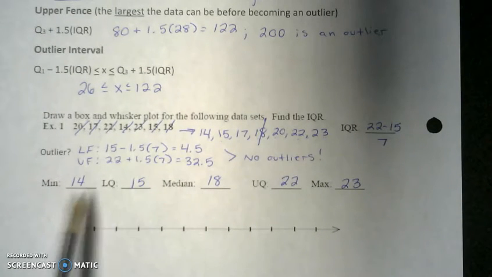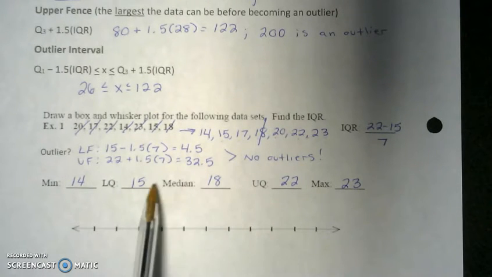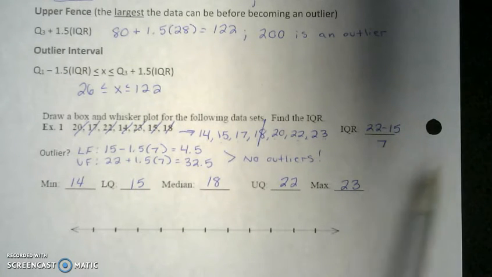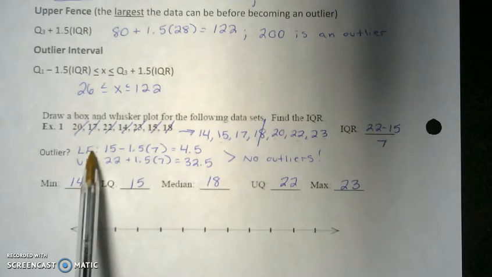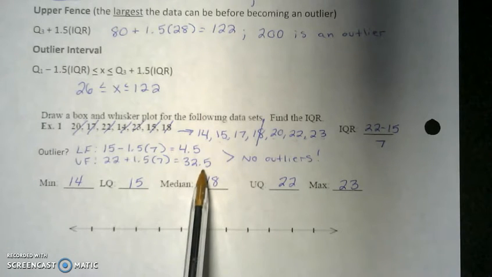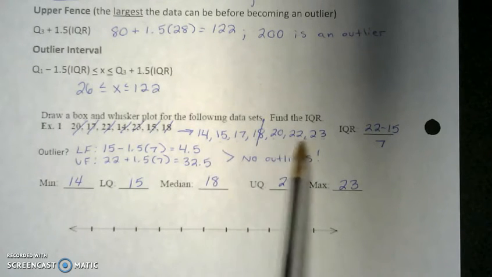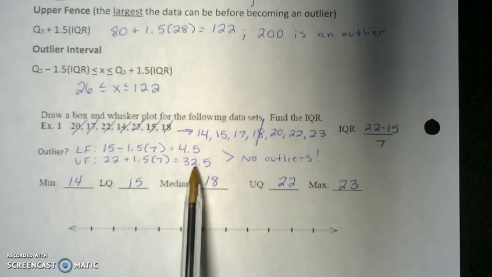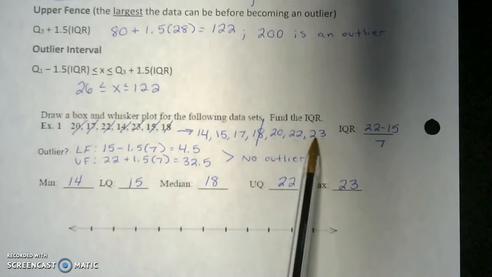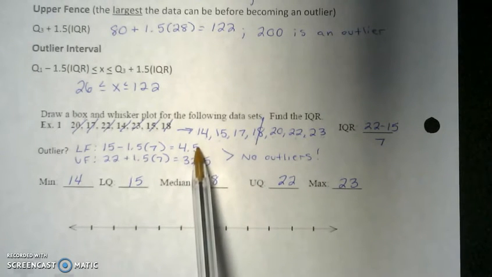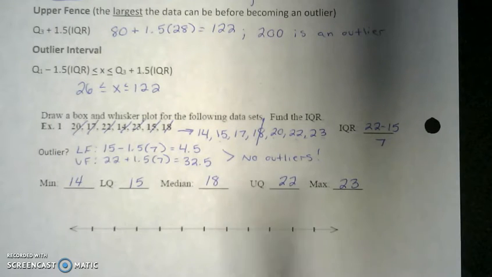Okay, so you should have got your 5 numbers as 14, 15, 18, 22, 23. Your IQR should have been 7. Your lower fence, so the lowest it could possibly be, is 4.5. Your upper fence, so the highest it could possibly be, is 32.5. Now if we look at it, when we were in order, there's nothing that's lower than 4.5 because our lowest is 14. And there's nothing higher than 32.5 because our biggest number is 23. So in that case, we have no outliers. So because there's nothing smaller and nothing bigger, we have no outliers. So make sure to always check that before you do your box and whisker plot.